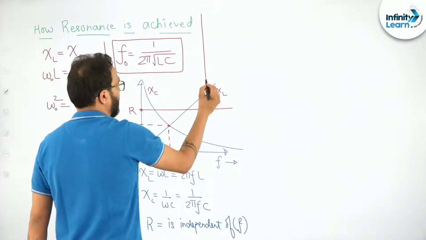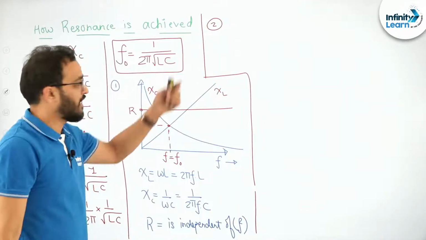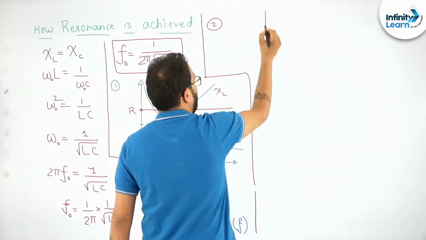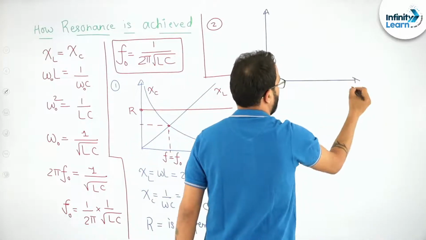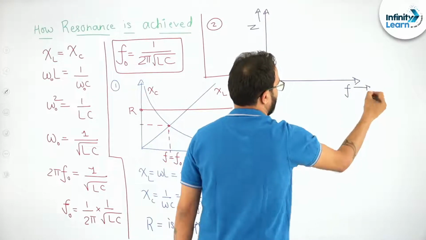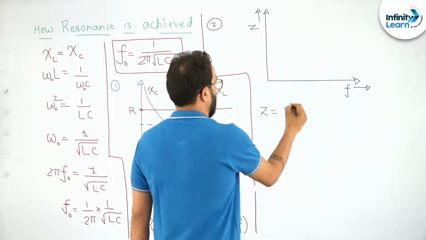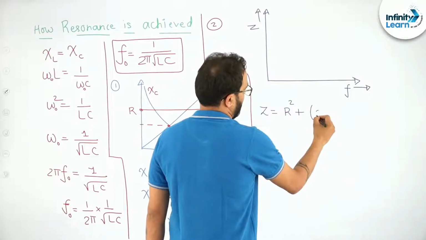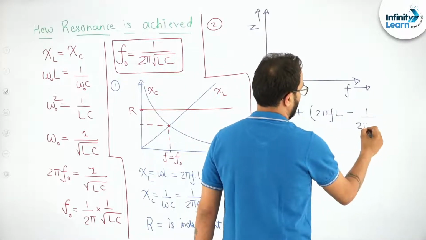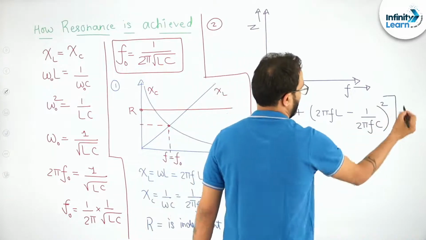Now let's understand another graph. Let's take a look at this second graph, students. It's very simple. Okay, now draw it. This is the graph of impedance versus frequency. This is frequency, this is impedance. Now what is happening here, students? If you talk about impedance, what is the formula of impedance? Impedance is the square root of R square plus (2 pi f L minus 1 by 2 pi f C) whole square, right.